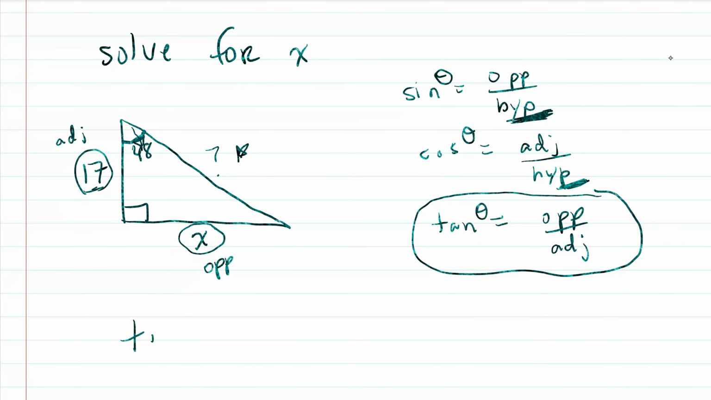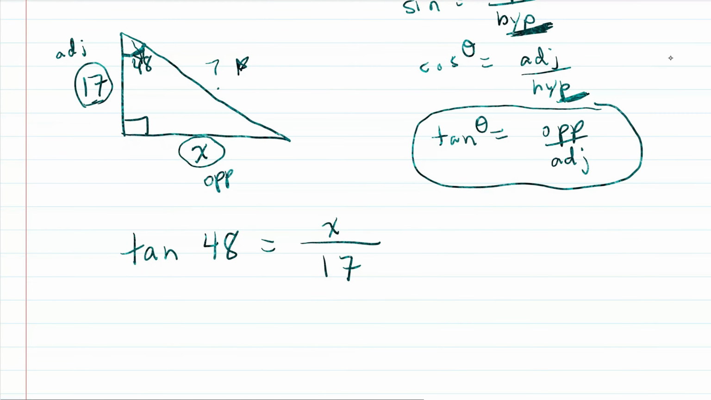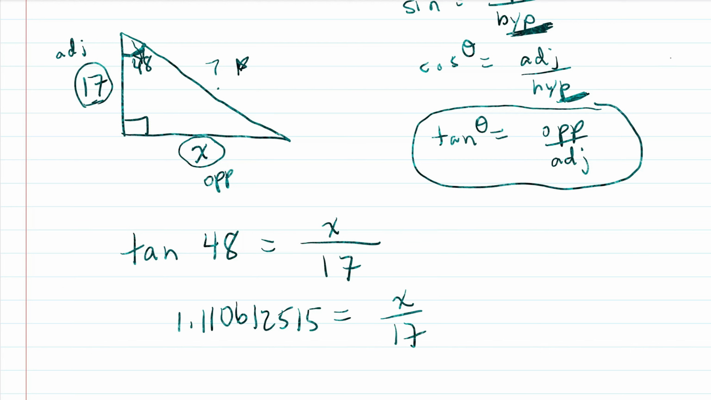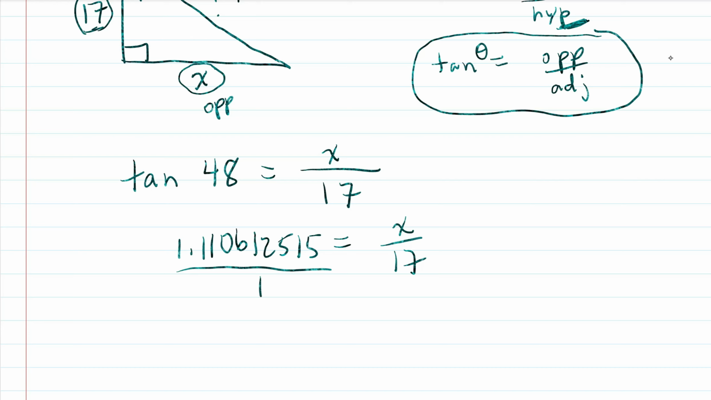So then I would say, okay, the tangent of 48 degrees is equal to the opposite, which is x, over the adjacent, which is 17. So for the tangent of 48 degrees, you have to just punch that in your calculator. Make sure your graphing calculator is in degrees mode and not radians. So then you get 1.110612515 equals x over 17. For something like this, you can just put that over 1. You have a proportion, and then you can just cross multiply.